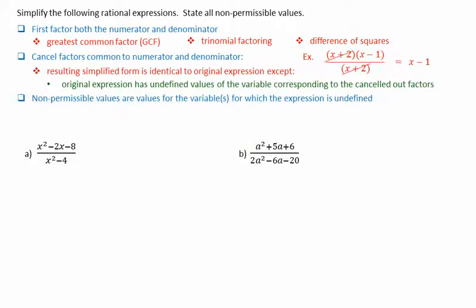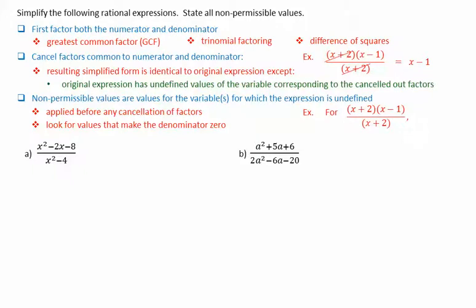The non-permissible values are values for the variables for which the expression is undefined. We have to apply this before any cancellation of the factors. Look for values that make the denominator equal to 0. For the example that we've just done, note we had canceled out the x plus 2's. In this case, the x plus 2 cannot equal 0, so x cannot equal negative 2. Again, note that we had to look at the expression before we canceled the x plus 2.